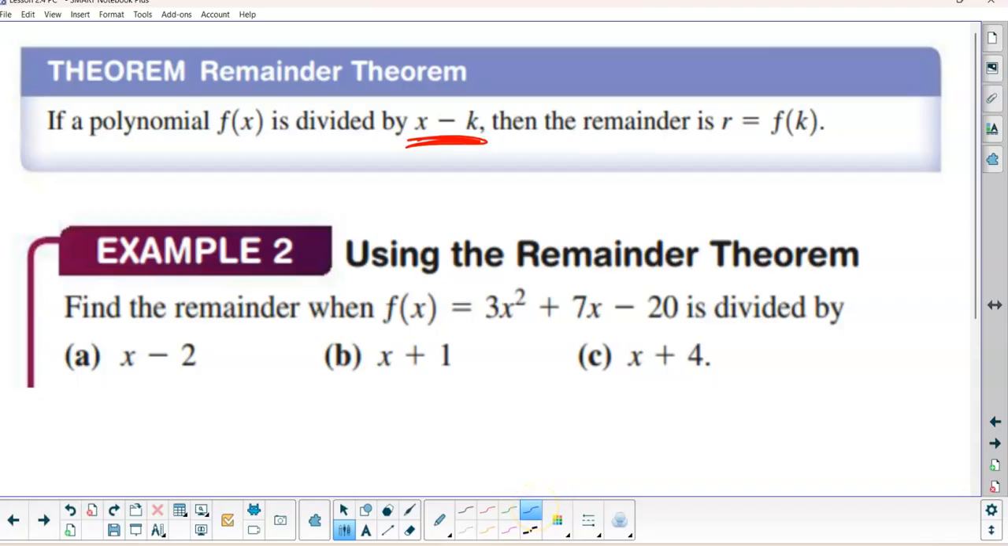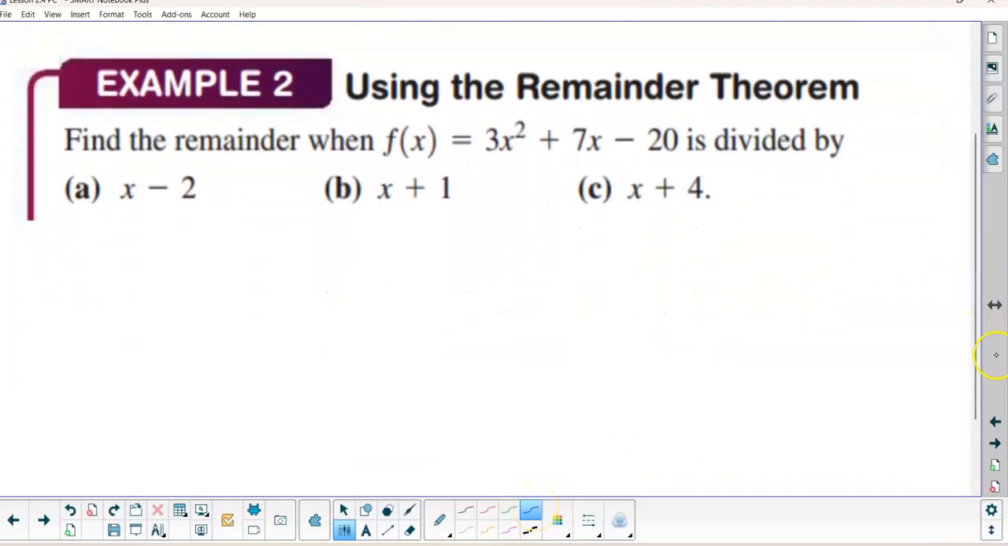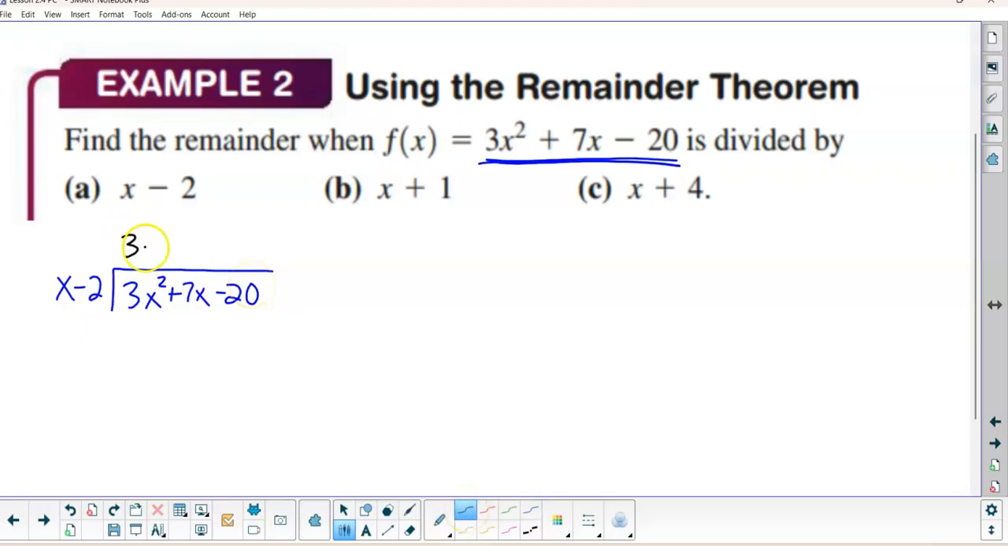So you can see on example 2, we're given this second degree polynomial. And if we divide by x minus 2, what's the remainder? Well, we can do this the long way and use long division to find the remainder. We'd put a 3x on the top. That's going to give us 3x squared minus 6x. Subtract those, and we get 13x.